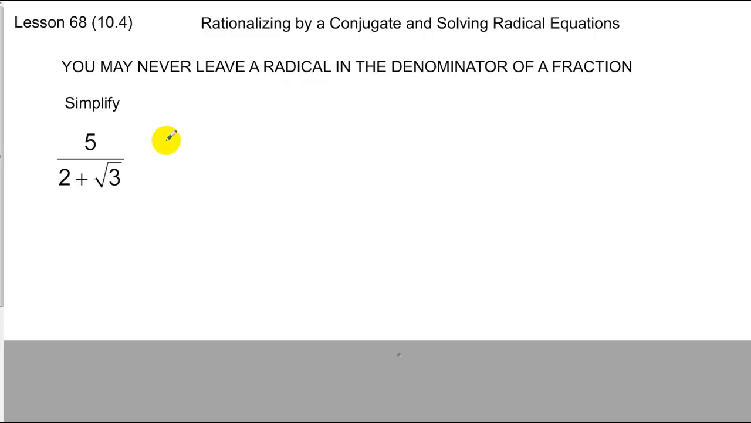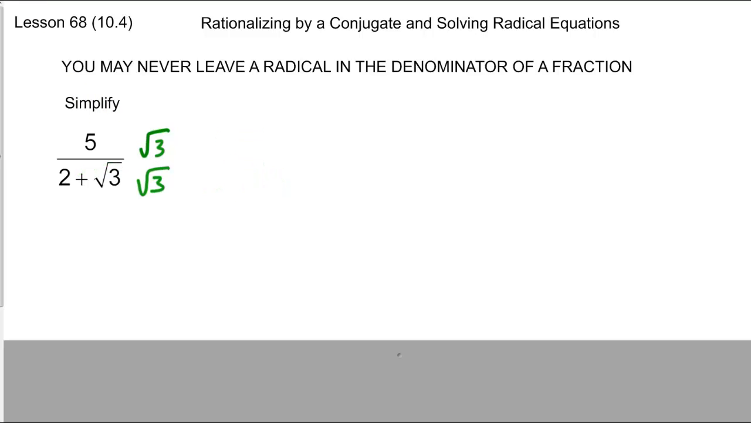Now the problem with just trying to multiply in this case by root 3 over root 3 like we did in our previous example is in the numerator we get 5 root 3, but in the denominator we'd have to distribute that. We don't get to pick and choose what we multiply to. So I'd have 2 root 3 plus 3. These don't reduce because we have this addition, so we're going to have to come up with another way to get rid of that radical.